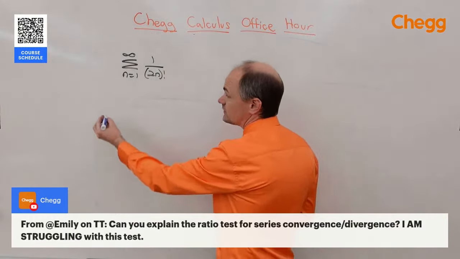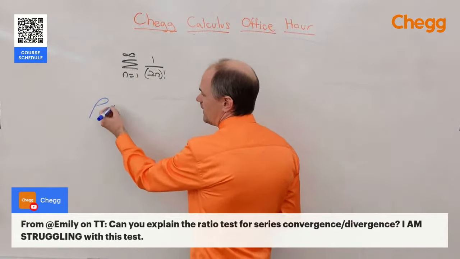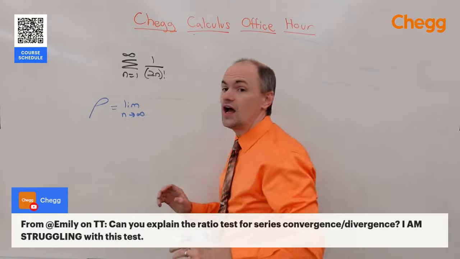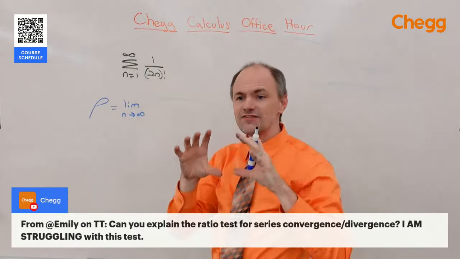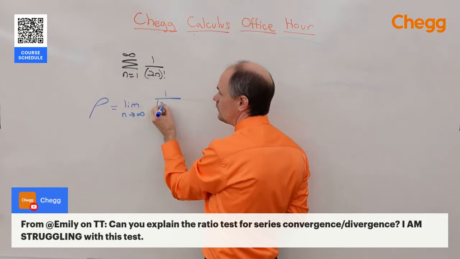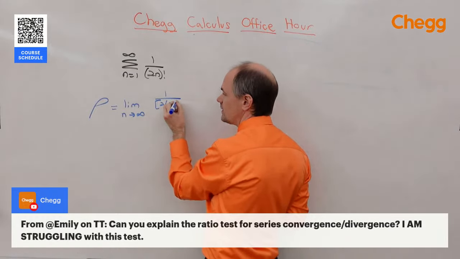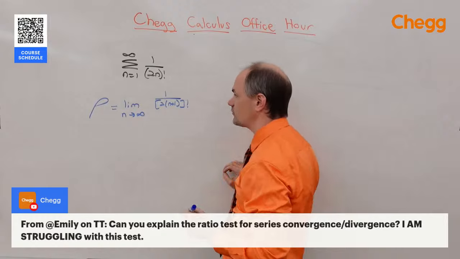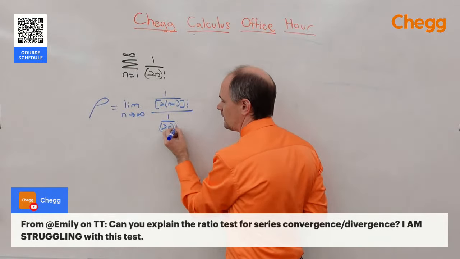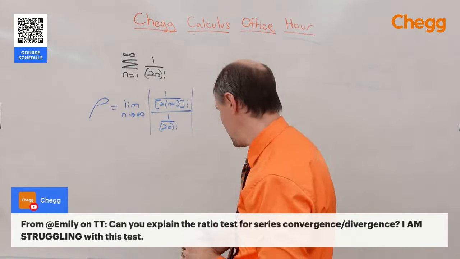The idea of the ratio test is we're going to make this variable called rho, which kind of looks like a p. That is equal to the limit as n goes to infinity of the next term divided by the current term. So in this case, the next term is 1 over (2n plus 2) factorial, divided by the current term, 1 over (2n) factorial. Technically, this is in absolute values, but everything's positive here, so it doesn't matter.